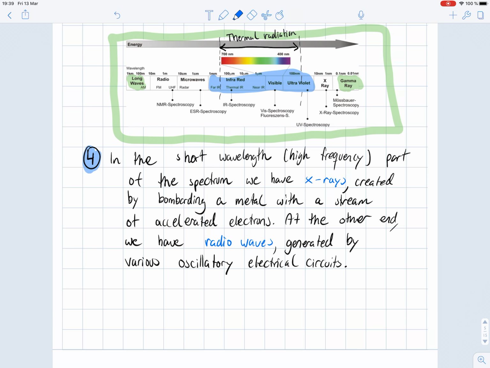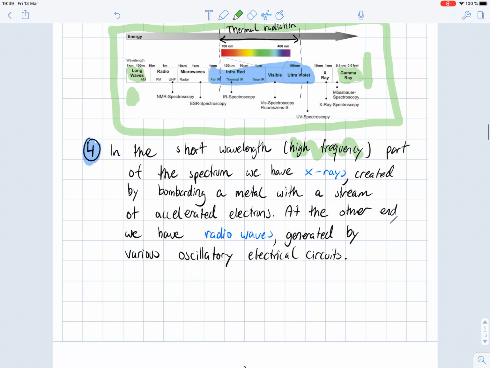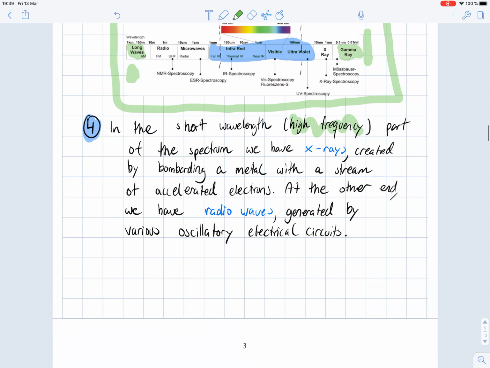In the very short wavelength, that's again the high frequency domain, so high frequencies over here, we have X-rays, and the X-rays are often created by bombarding a metal with a stream of accelerated electrons. And then we have on this side the radio waves, as I mentioned, that are generated by various oscillatory electrical circuits typically.